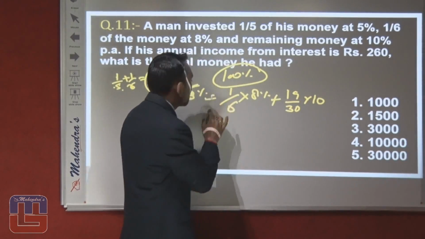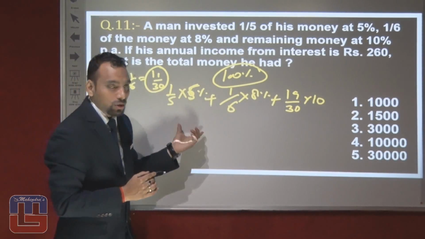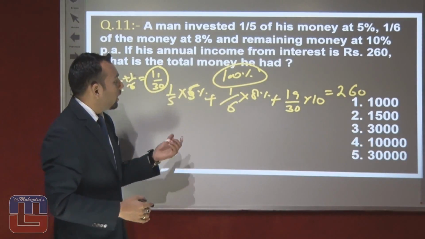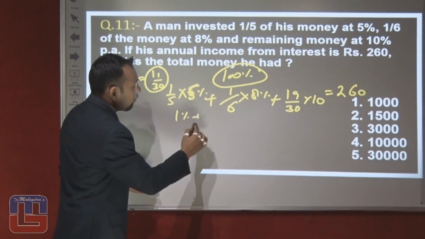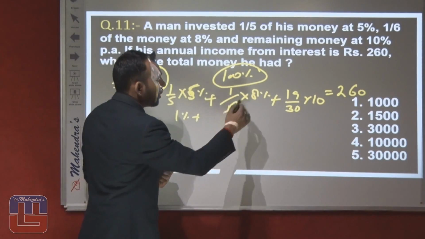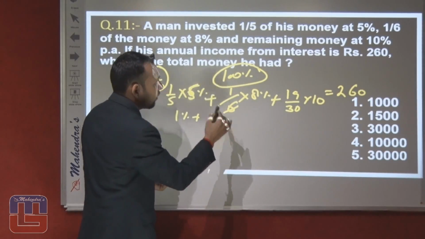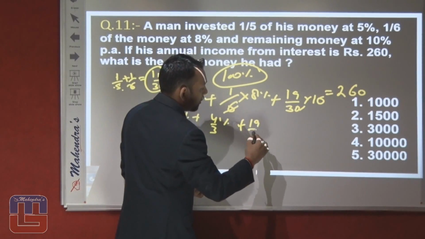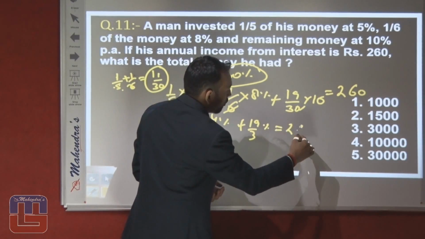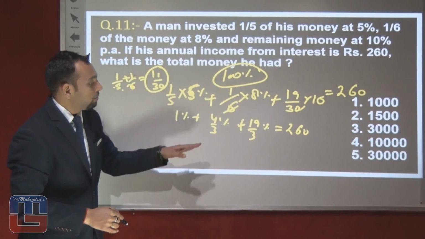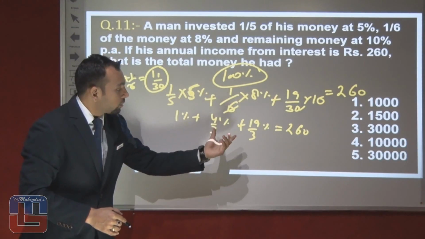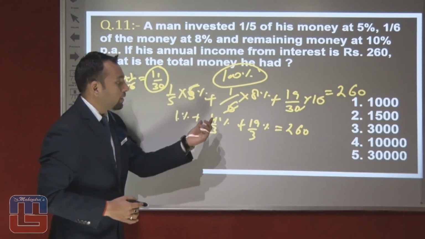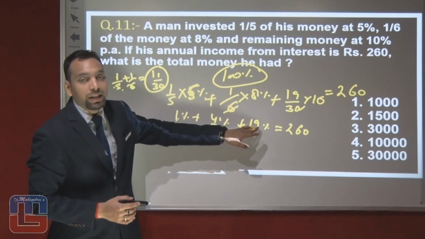So the sum of all these interests will be equal to 260. Now see, here you will get 1%, here you will get 2/3 by 3%, and here you will get 19 by 3%, which is equal to 260. Now see, the LCM will be 3. So here you will get 3 plus 4, 7 plus 19, 26.